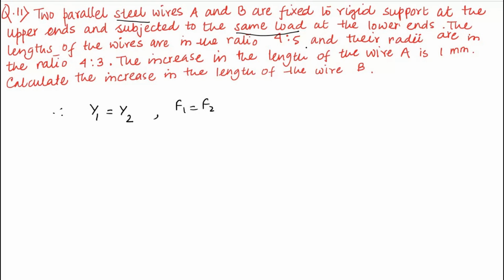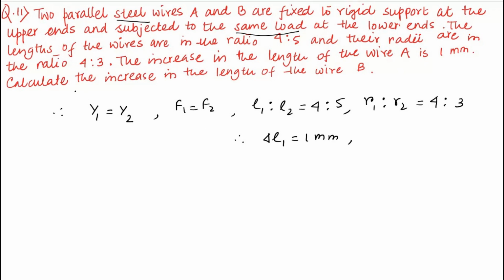Then we are given the lengths of the wire in the ratio 4:5. So L1 is to L2 is equal to 4:5. Then the radii are in the ratio, so R1 is to R2 is equal to 4:3. And the increase in the length of the wire A is 1 mm, so delta L1 is 1 mm. And we have to find out the increase in the length of the wire B. So delta L2 is equal to what?